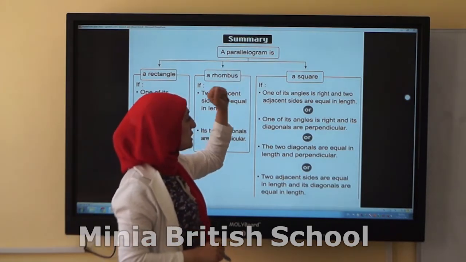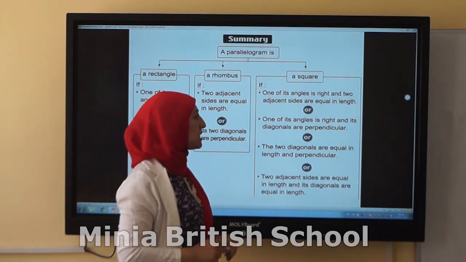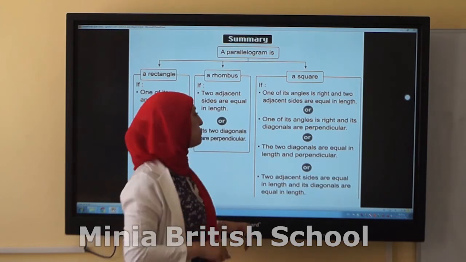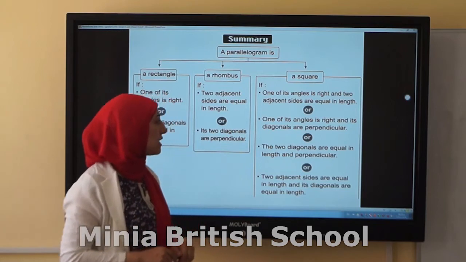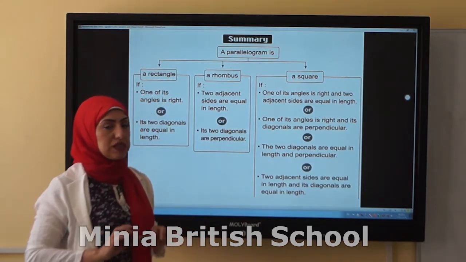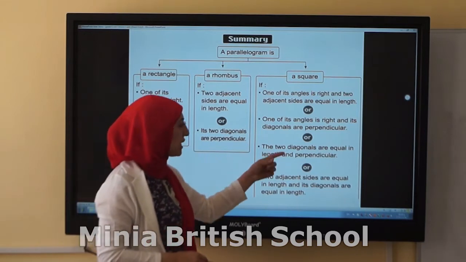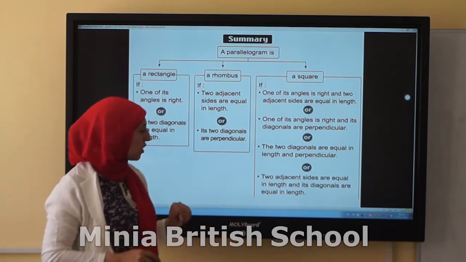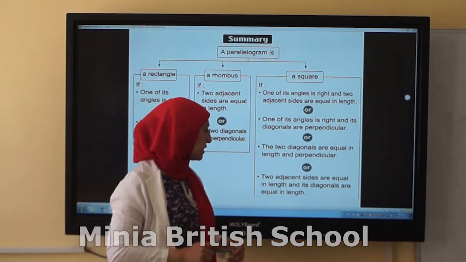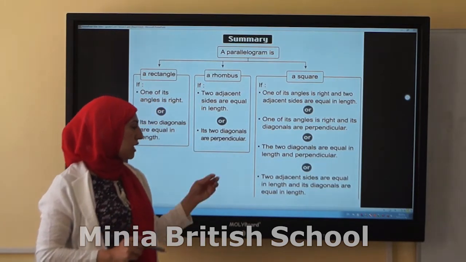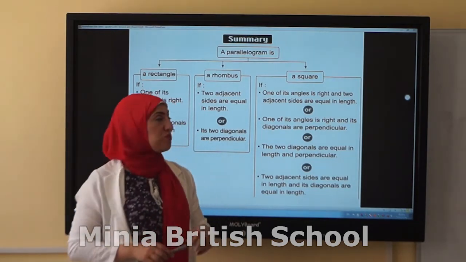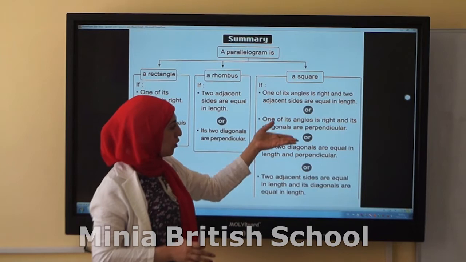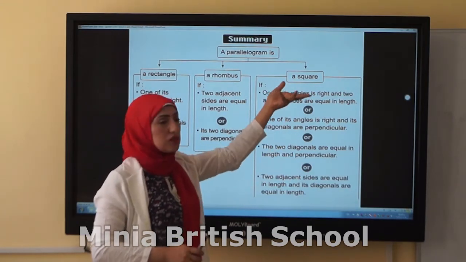The parallelogram is a square if one of its angles is right and two adjacent sides are equal in length, or one of its angles is right and its diagonals are perpendicular, or the two diagonals are equal in length and perpendicular, or two adjacent sides are equal in length and its diagonals are equal in length. So, in the parallelogram, if it achieves one of these properties, it will be a square.